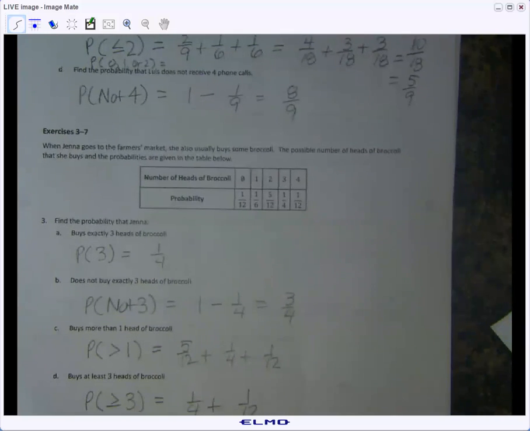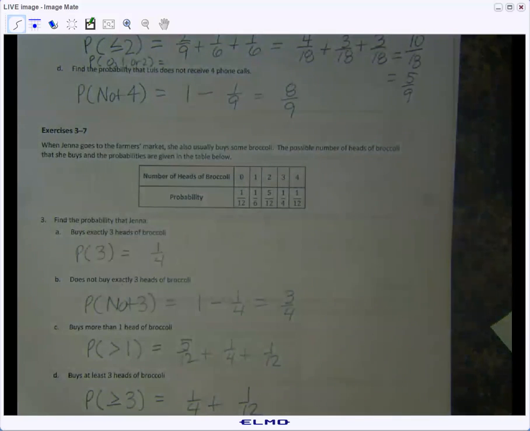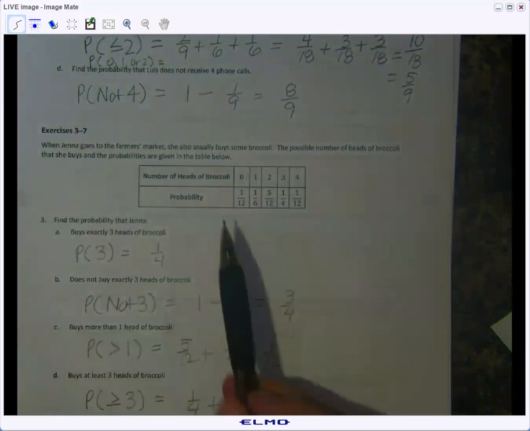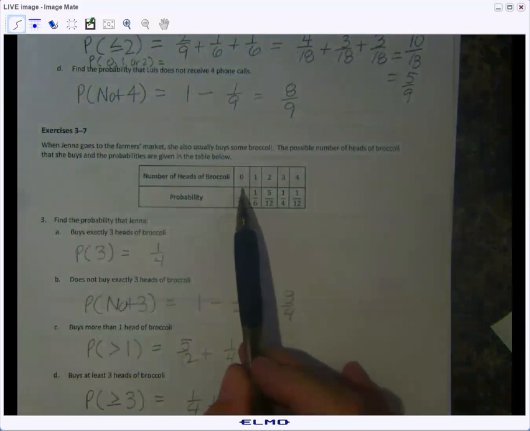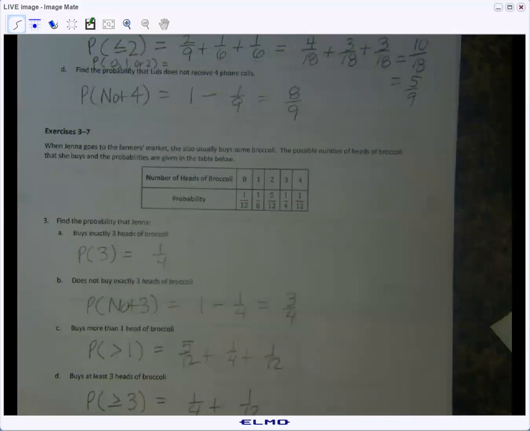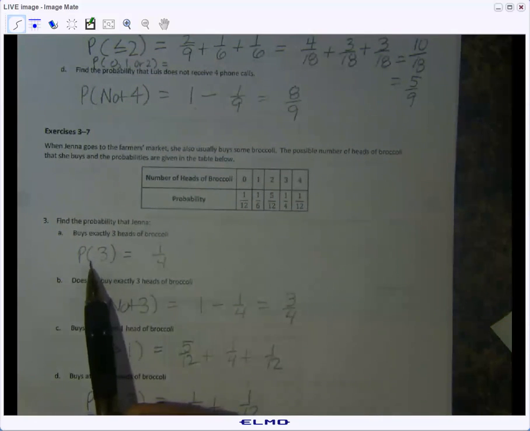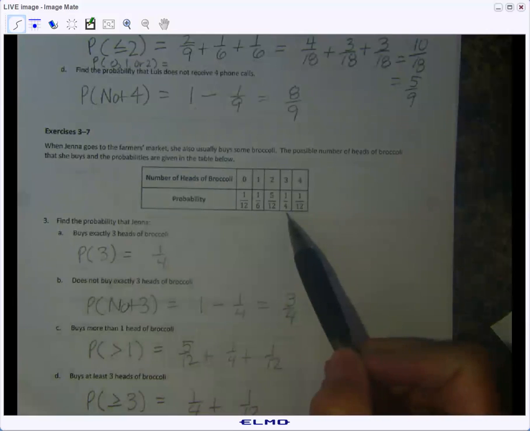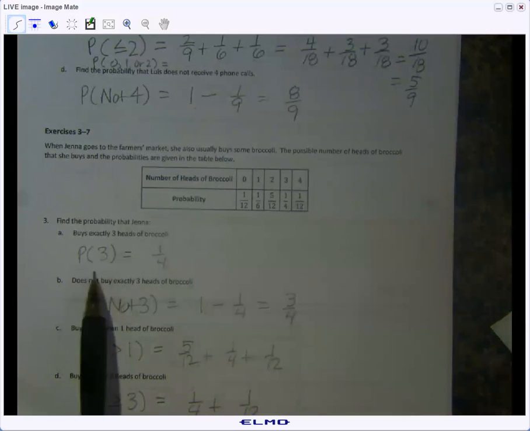Exercises 3 through 7 are back to Jenna going to the farmer's market. She usually buys broccoli, and the possible number of heads of broccoli that she buys and the probabilities are given in the table below. So she will buy between 0 and 4 heads of broccoli. Probability that she buys exactly 3, straight from the table. Look how I wrote probability of 3.